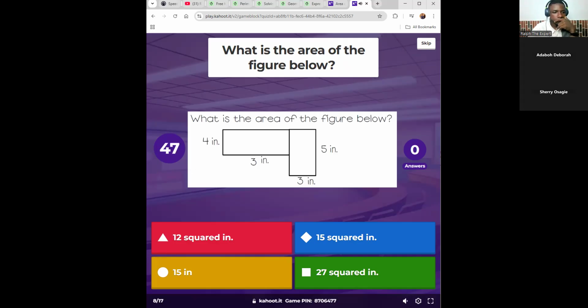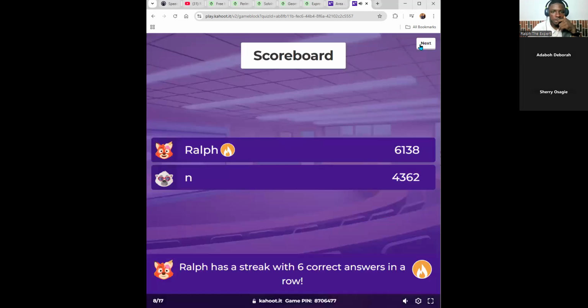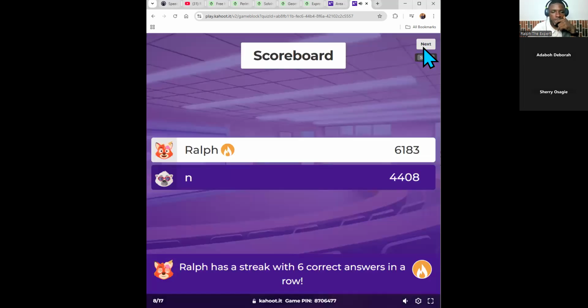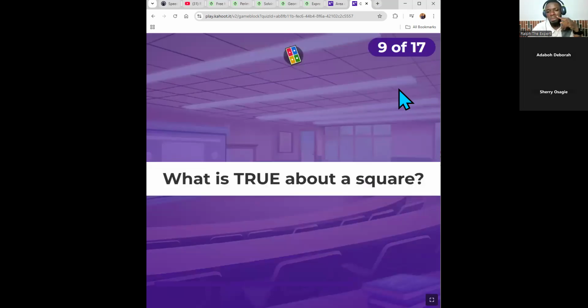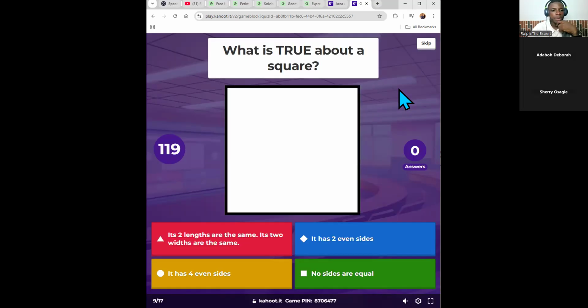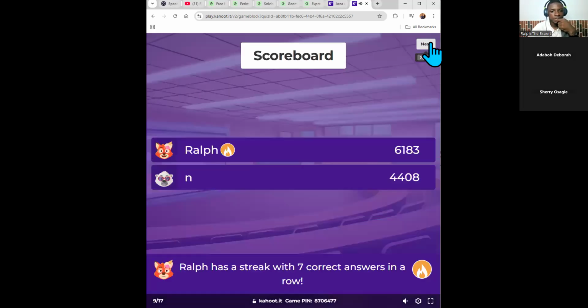Are you still thinking? Good. Well done. Let's get to the next one. You are very, very close. Let's get on. What's true about a square? This one, you will get it, of course. Good.